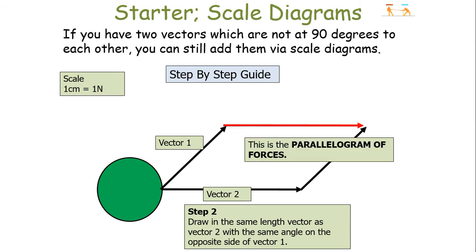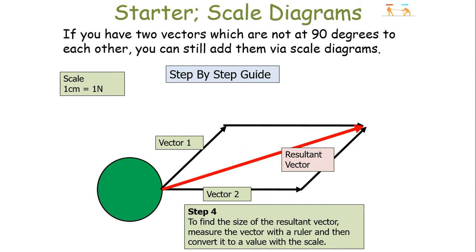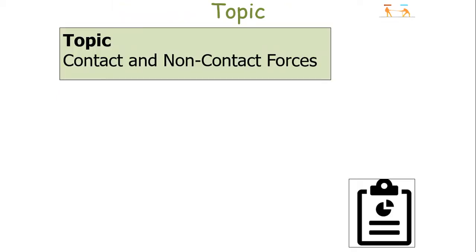This is our parallelogram of forces, because we've drawn a parallelogram. We then draw our resultant vector from the start of the vectors to where the new lines meet up. To measure the size of the resultant vector, you measure the vector with the ruler and convert it back to your value with the scale. You then find the direction of the resultant vector by measuring the angle with the protractor.